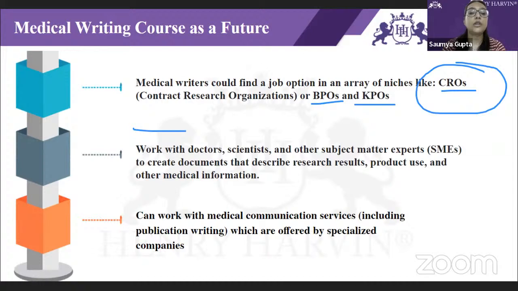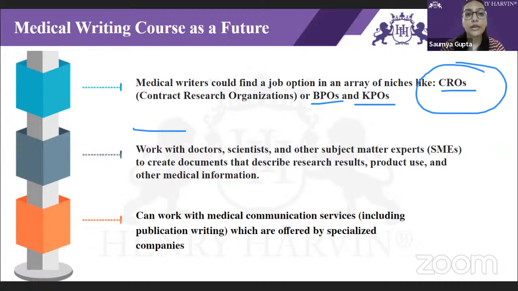You can collaborate with doctors, scientists, or other subject matter experts. You're not full-time associated with them, but as and when work comes, you get associated with them and help them in writing, or you yourself write the research articles, product use, and other medical information for them. You can work with medical communication services, including publication writing, offered by specialized companies. You can associate yourself with publication companies and journals, and write research articles, review articles, and case reports for them, basically the articles which are published in journals.